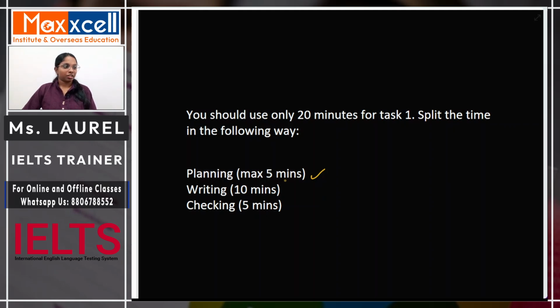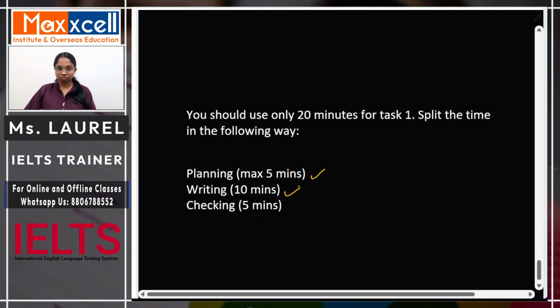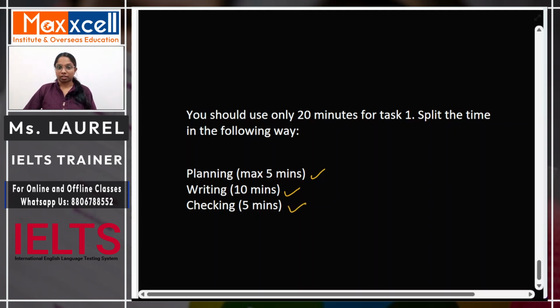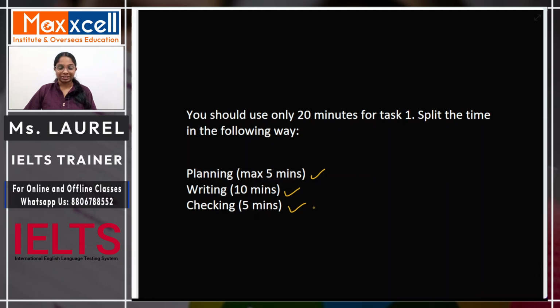Right? Your ideas that you're going to include in your letter need to be jotted down before you start your actual letter. Moving on, you have to write the letter for around 10 minutes. Try to write as fast as possible while still making sure you're including good words and you're also showing a lot of grammatical range. Moving on, you have to check your letter at the end. Now, this is a step that a lot of students forget to include. This is a very important step because a lot of times we do tend to make mistakes when it comes to grammar and punctuation.